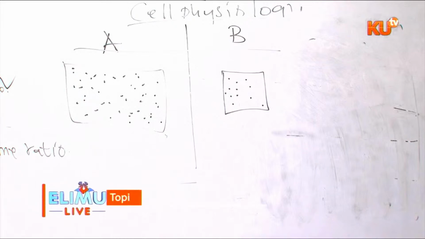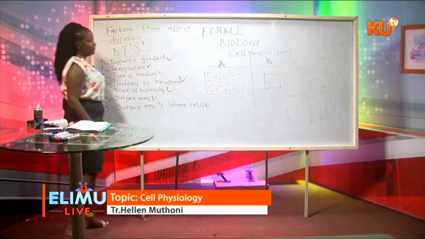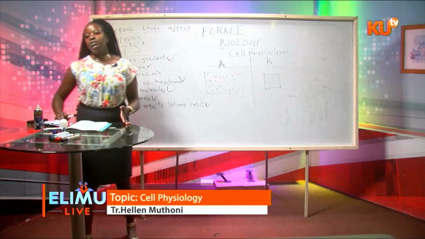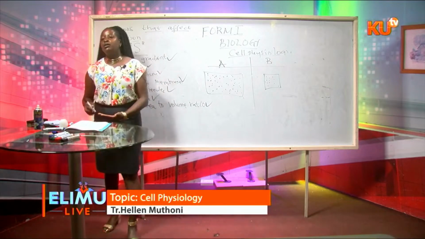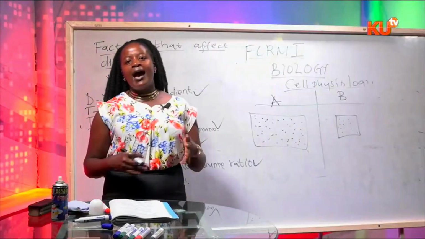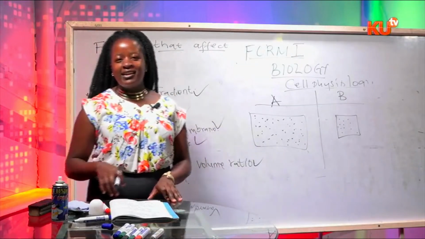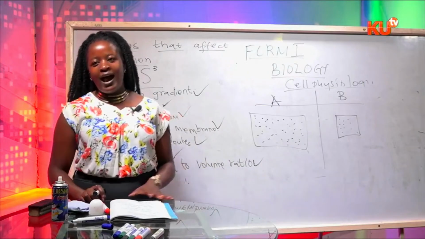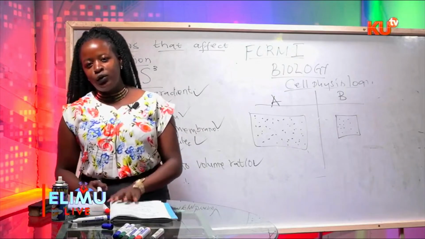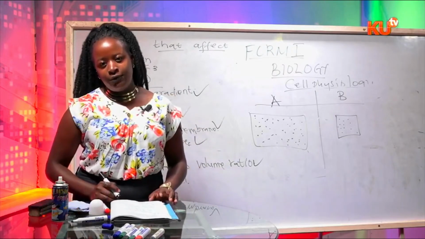Last but not least, we have surface area to volume ratio. Surface area to volume ratio is a comparison between the surface exposed, for example, for an organism, versus its volume. The higher the surface area to volume ratio, the higher the rate of diffusion. So those are the 7 factors that affect the rate of diffusion.